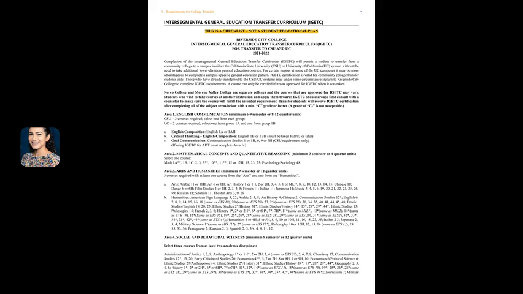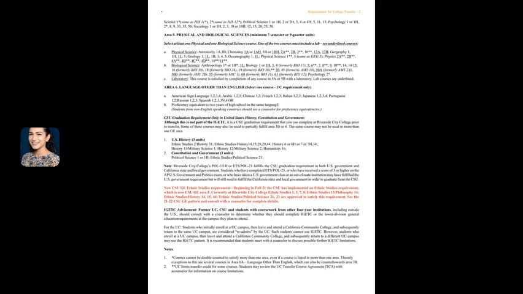So if you notice, there's area 1 right here, area 2. Area 1 is English, area 2 is the math, area 3 is arts and humanities, area 4 is social and behavioral sciences, area 5 is physical and biological sciences, and area 6 is language other than English. And if you're planning to just transfer to a Cal State, then there's a different requirement that you need to add on to that. But you can actually satisfy the requirements down here for the CSU in a different category.